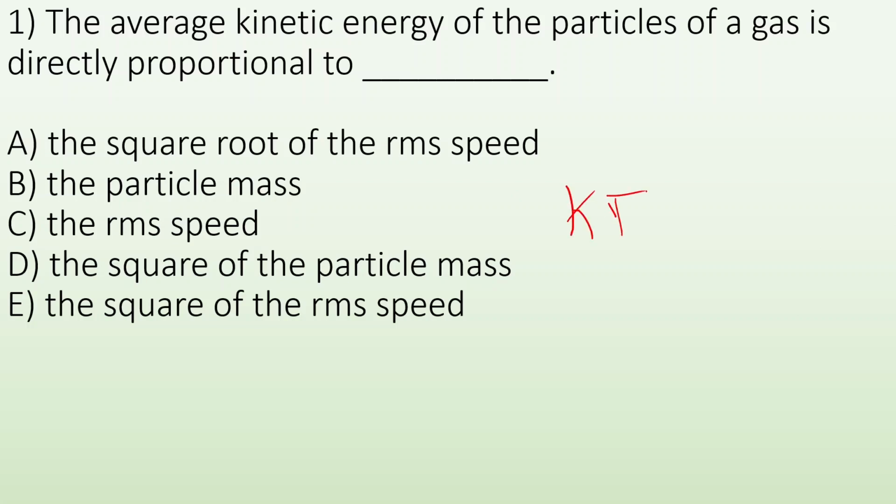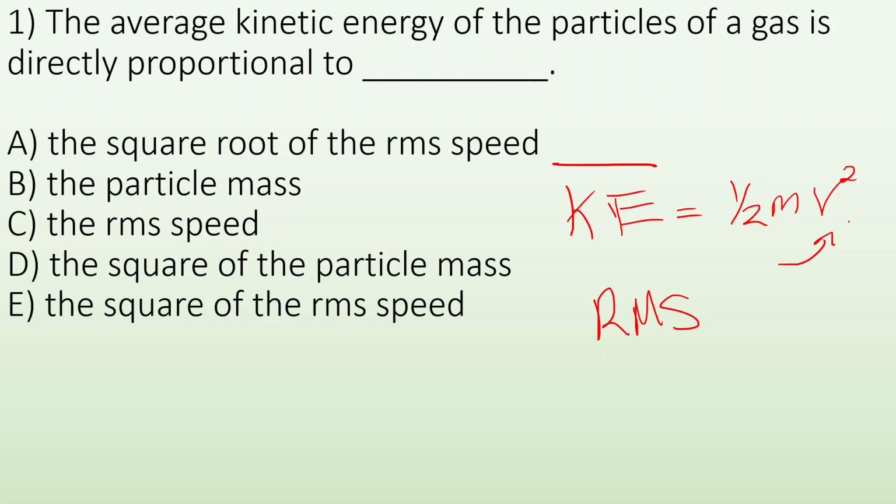Kinetic energy is equal to 1/2 times the mass times the velocity squared. So if we're talking about average kinetic energy, this velocity is the root mean square speed. It's not the average velocity. Something that has average kinetic energy, you go, all right, well, what is its velocity? That is defined as the root mean square speed. It is the speed at which a particle with average kinetic energy is moving. So the kinetic energy is proportional to the RMS squared. So if we take a look, it's choice E, the square of the RMS speed, the root mean square speed.